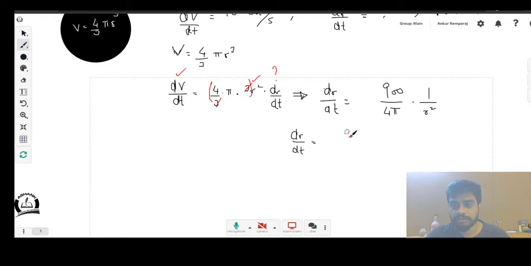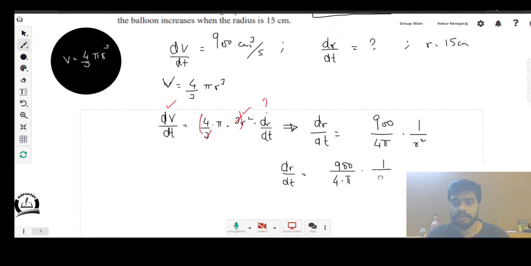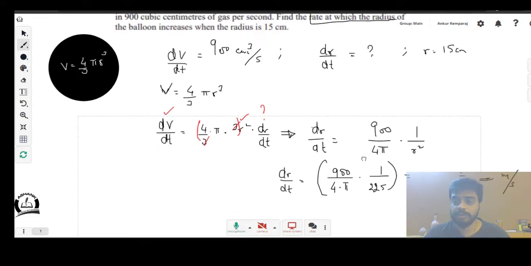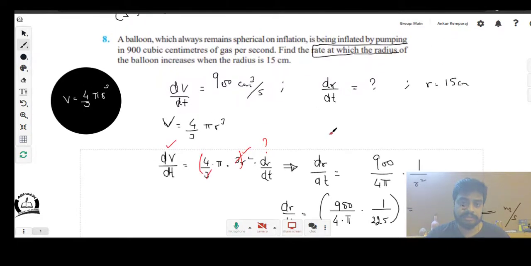dr by dt. Solve this equation as best you can and match your answers, and you're ready to go with it. 15 square is 225, right? Solve it up and you have your answer in centimeter per second. Remember, observe the units. It's very, very important you have the units with you really well. All right. Now, this is how I will require you to do the remaining questions on the exercise.